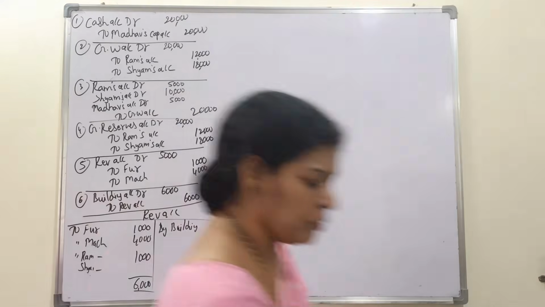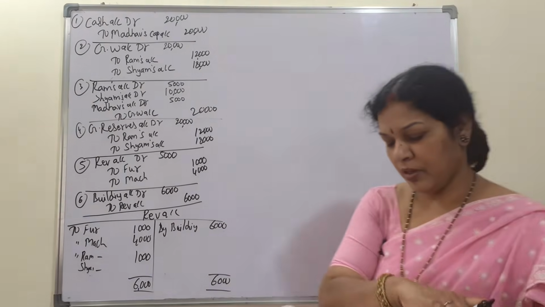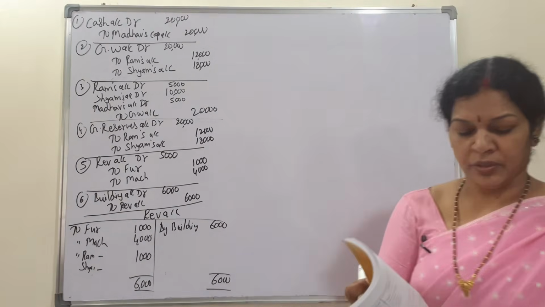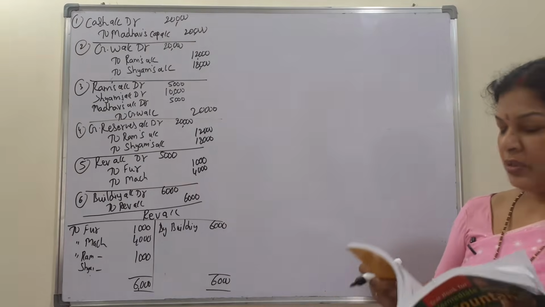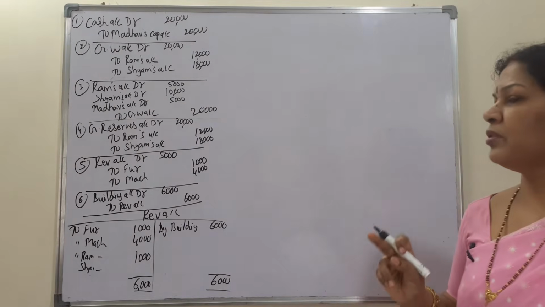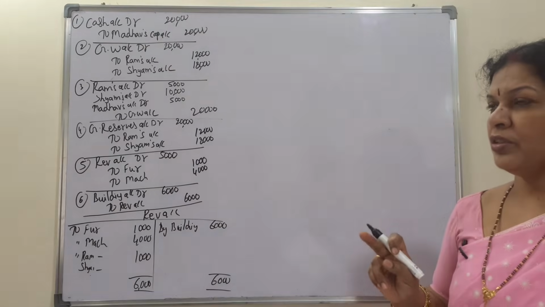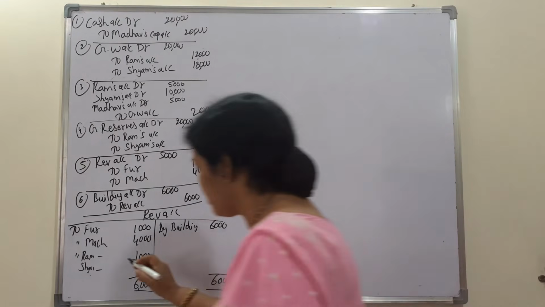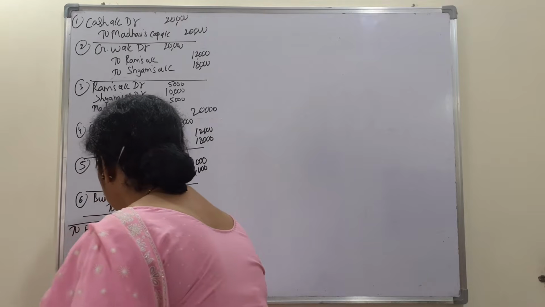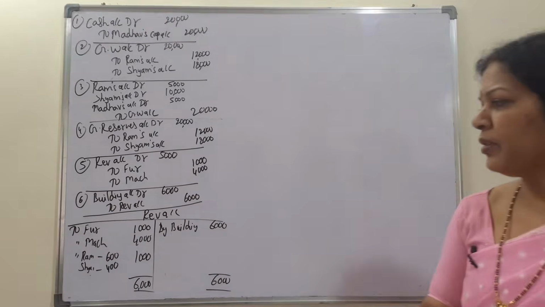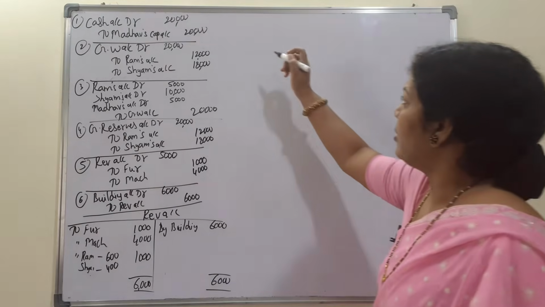In which ratio? Ram and Shyam were sharing the profits and losses in the ratio of 2:3. 2:3 means it comes to 600 and 400. Now we'll open the accounts.